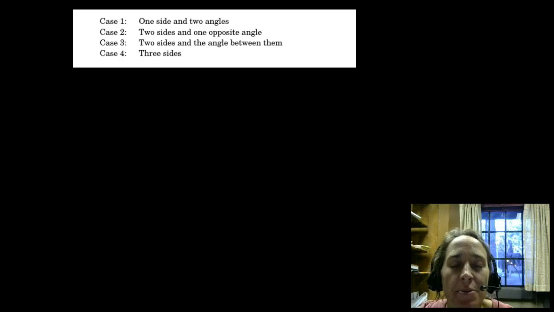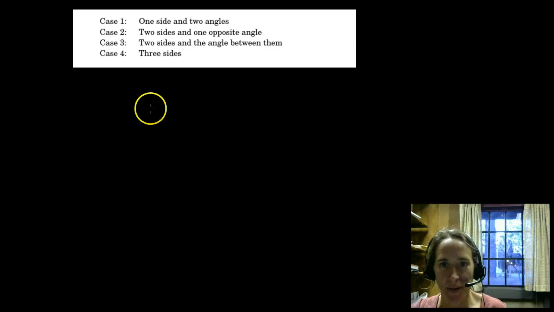Hey everybody. I just wanted to go through what kind of stuff you will see on exam 2. Looking through the chapters, we are going to be covering chapter 1 and chapter 2. If you remember, in chapter 1 we were looking at cases of triangles that are not right. So they can be obtuse or acute triangles.